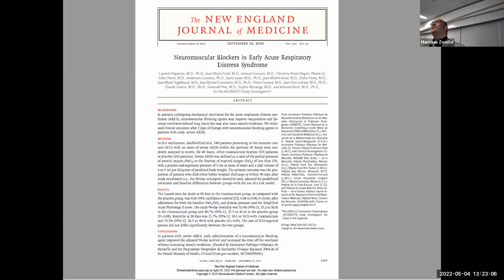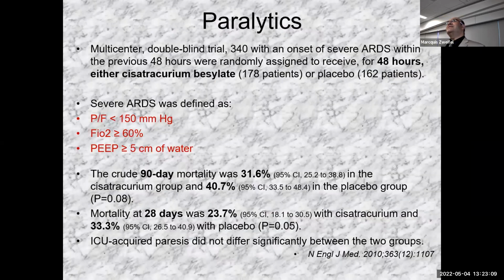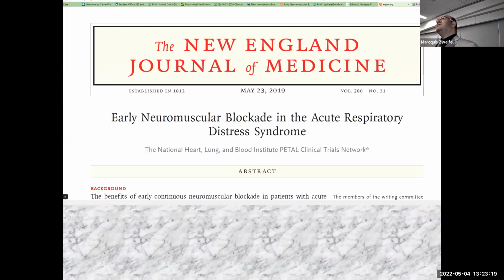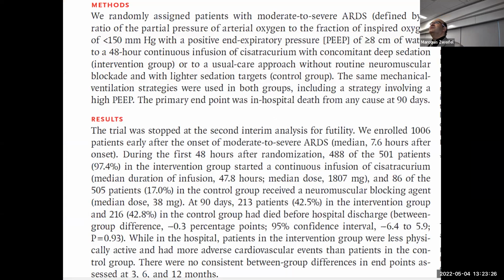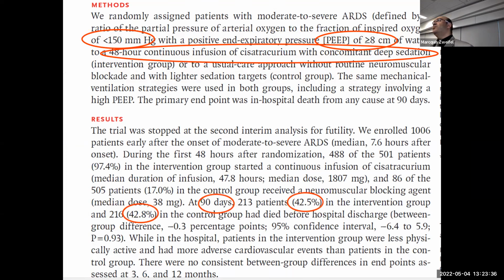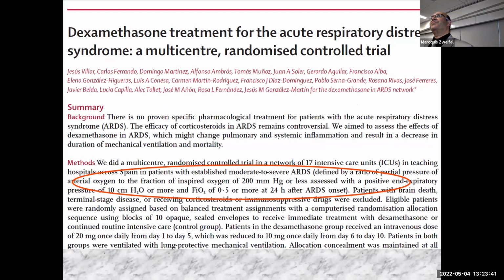This is a study for neuromuscular blocker in 2010. They used the same criteria to start the neuromuscular blocker. They used cisatracurium for the first 48 hours as a continuous drip and it also improved mortality. Another study in the New England Journal later on, 2019, showed no improvement in mortality. But in this study, their criteria was sicker patients. So they used patients with PEEP of 8 or higher, not 5 or higher, and the PF ratio is the same, less than 150. And this study showed no difference between neuromuscular blocker and non-neuromuscular blocker.